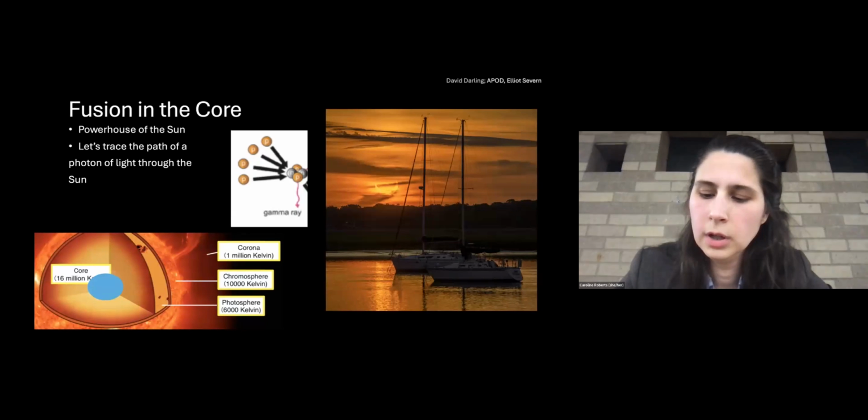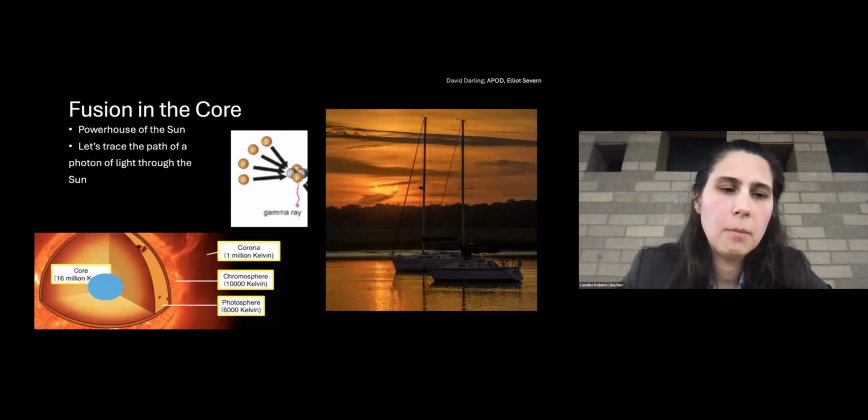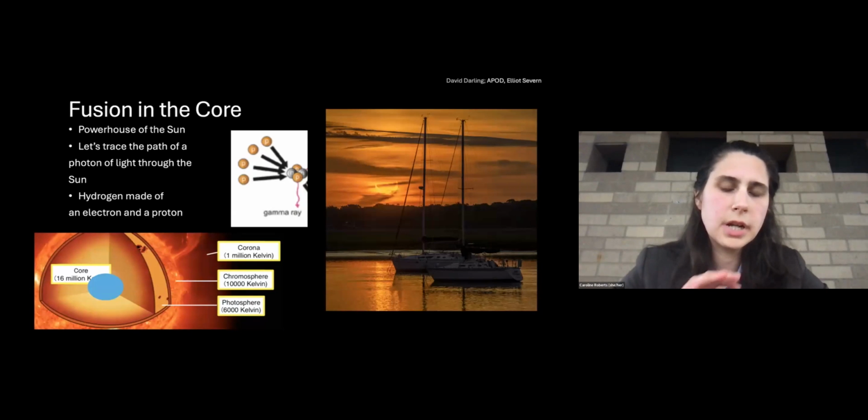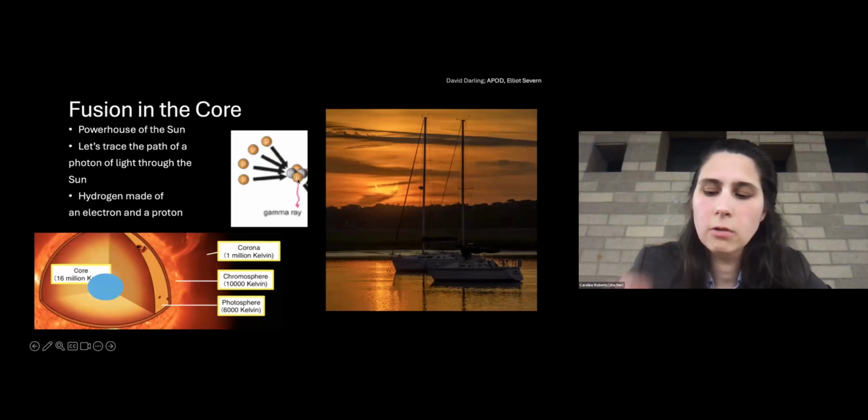Let's follow a photon of light, a photon being the particle of light, as it travels through the sun. And these hydrogen atoms, they are made of one proton, one positively charged particle, and one electron, one negatively charged particle. Those four hydrogen atoms are being forced together to create helium and a lot of light with energy.